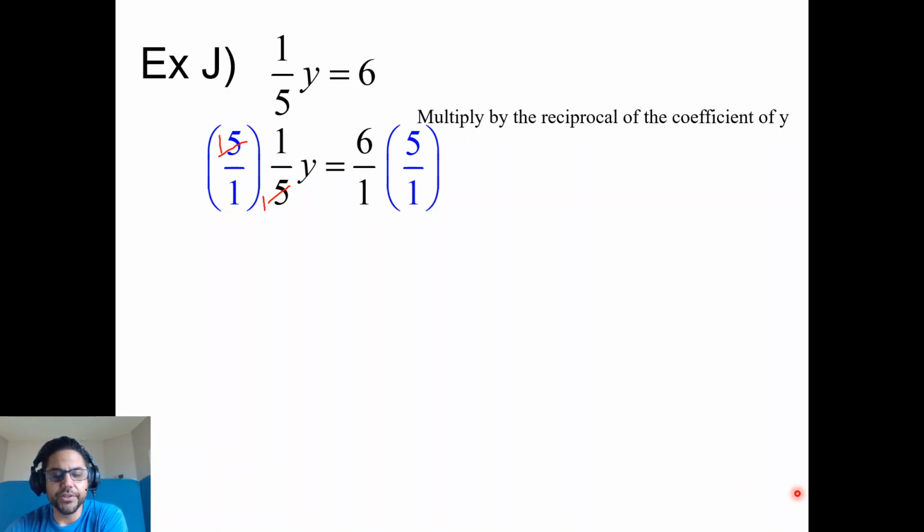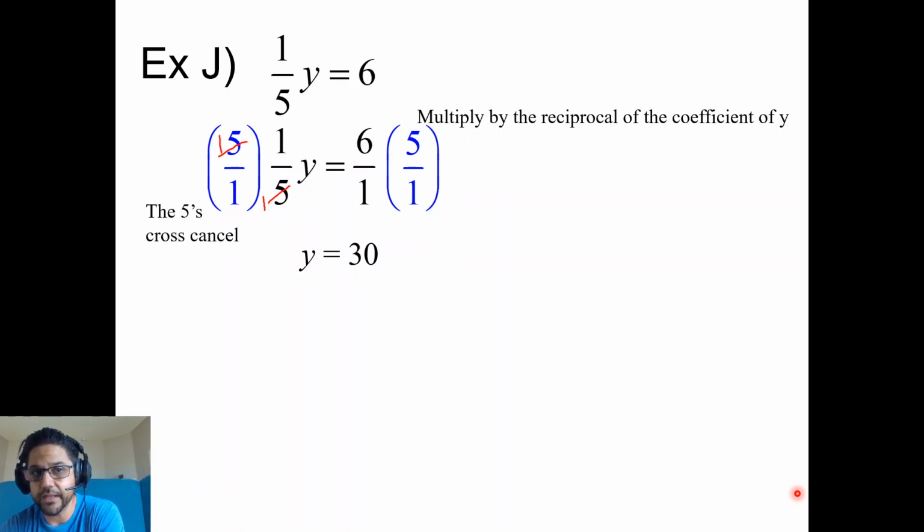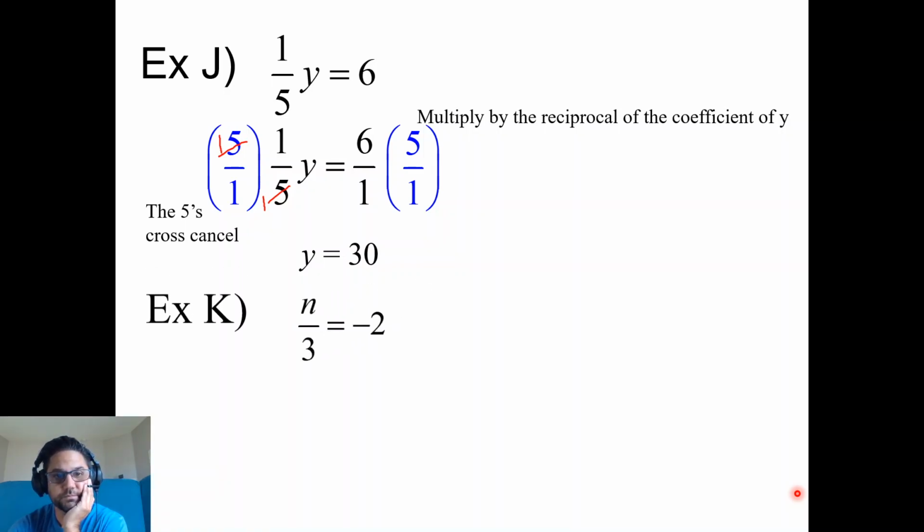So y is equal to, well, it's just 6 times 5. Y is equal to 30. And if I were to check it again, I would write 1/5 times 30, or 30/1, equals 6, and practice my cross-canceling skills. I get 6 equals 6.